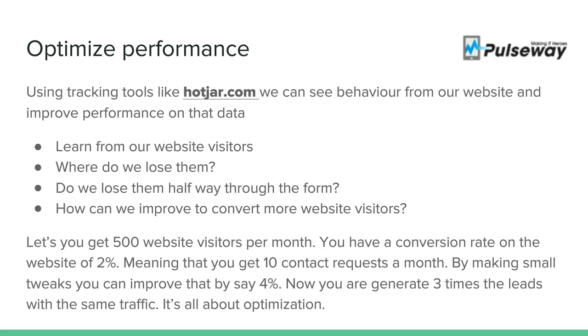Doesn't seem like a lot. So you get 10 contact requests a month. Okay. So by making small tweaks, you can improve that by, say, 4%. Now you're getting three times the leads with the same traffic and the same campaigns.